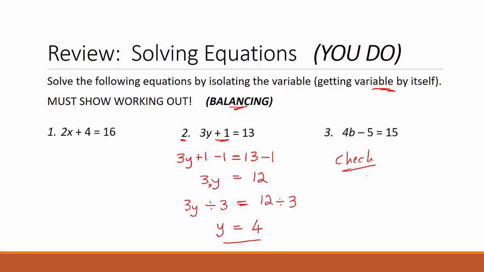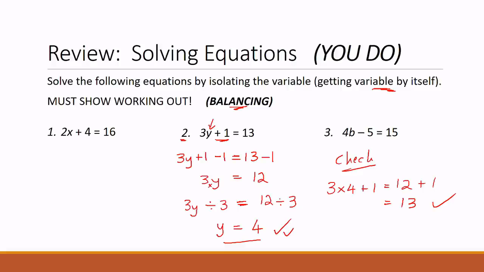check by substitution. And up in the original equation here, I replace that y with 4. So I go 3 times 4 plus 1. 3 times 4 is 12. 12 plus 1 equals 13. I've got a true number sentence, and therefore I've got my solution correct.